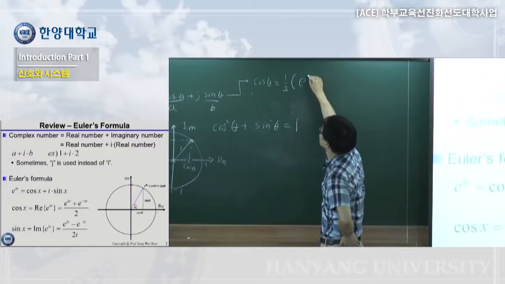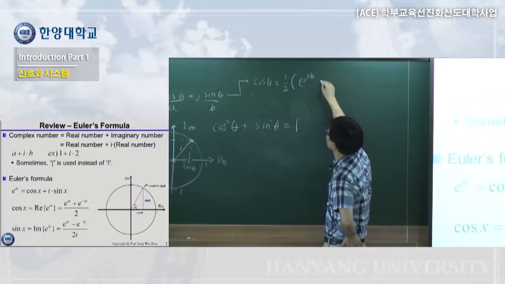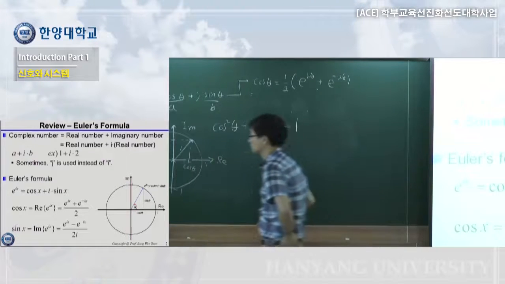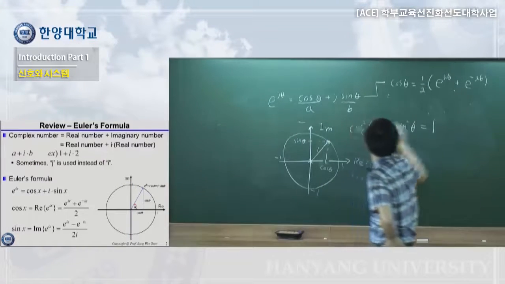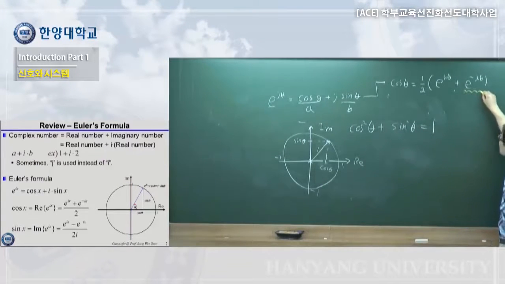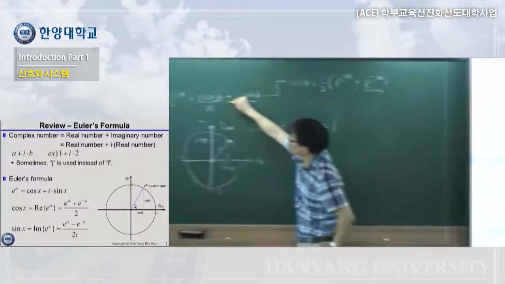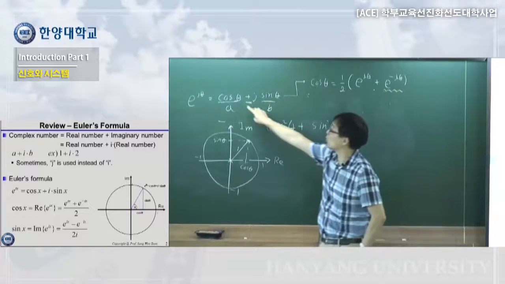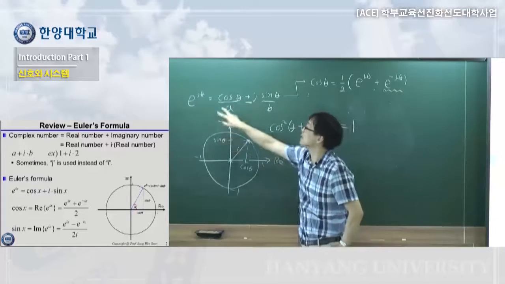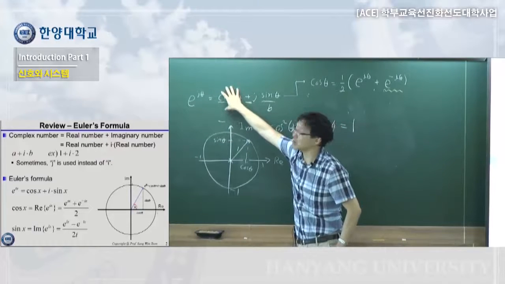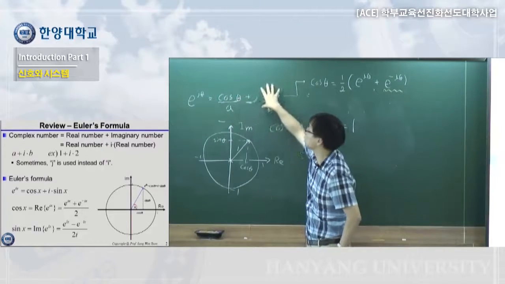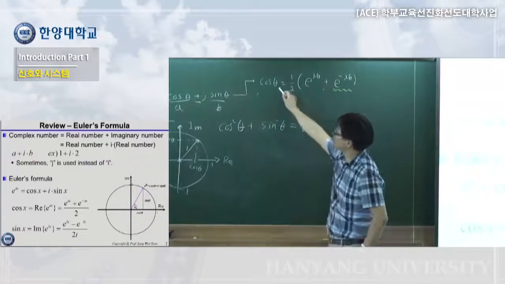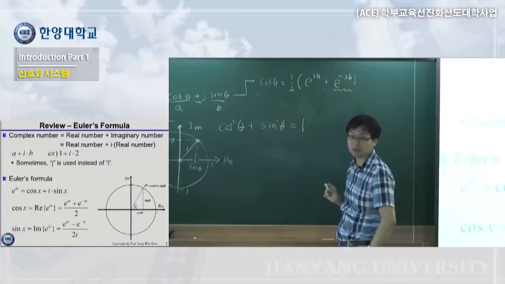If you add theta, if you add minus theta, this minus theta makes this one minus, right? So if you add them together, if you add e^(jθ) and e^(-jθ), you are adding this cosine theta twice. This one will cancel out, plus minus. So there will be cosine theta if you divide by half.